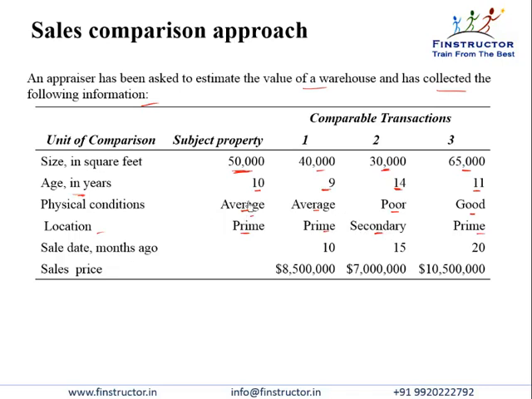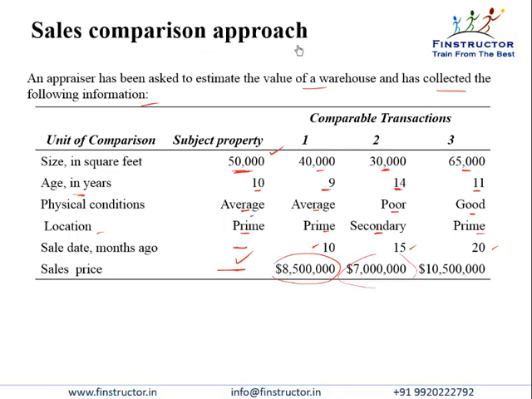The sale of our subject property is going to happen now, that's why we are valuing it now. The comparable transaction for the first happened 10 months back, or rather about a year back. The second happened 15 months back, and the sale of the third comparable property happened 20 months back. The sale prices at those transactions are also available. We want to calculate the sale price for our subject property.